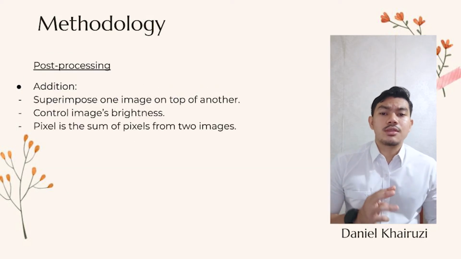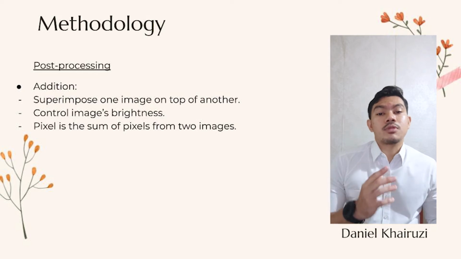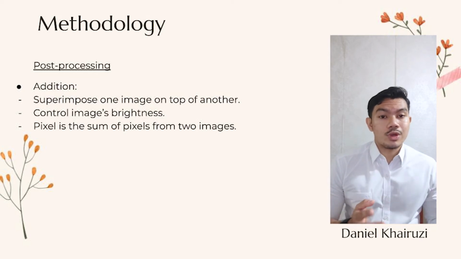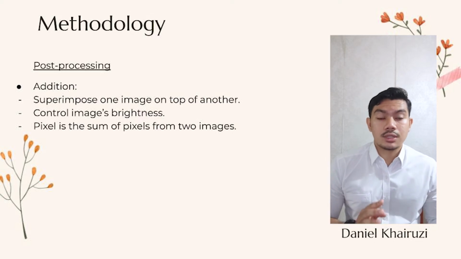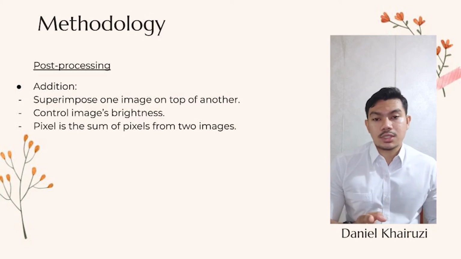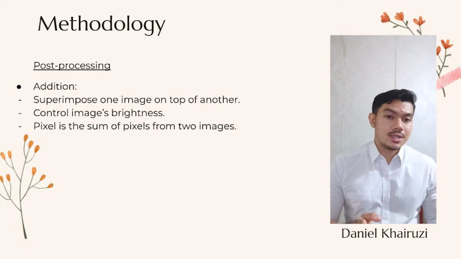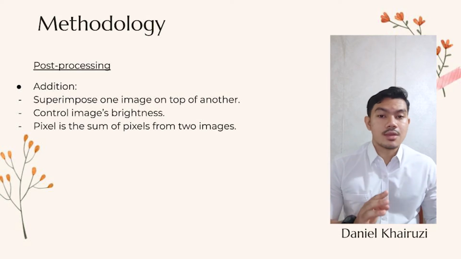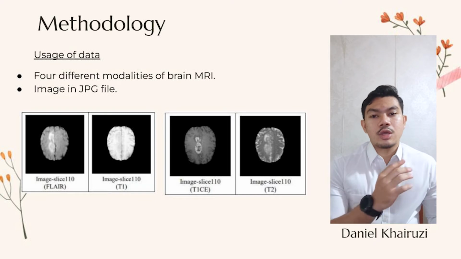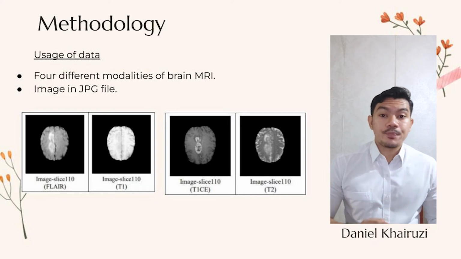The third one is addition. It is possible to superimpose one image on top of another by using the addition technique on images. Image addition could also be used to control an image's brightness. Each resulting pixel is the sum of the pixels from the two images of the same size and class. Then we go to the usage of data.